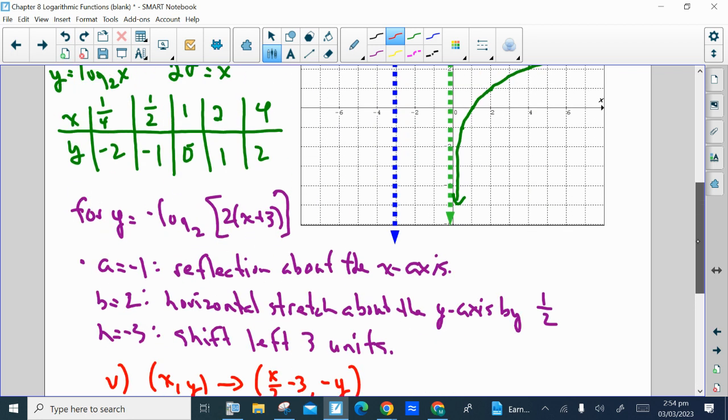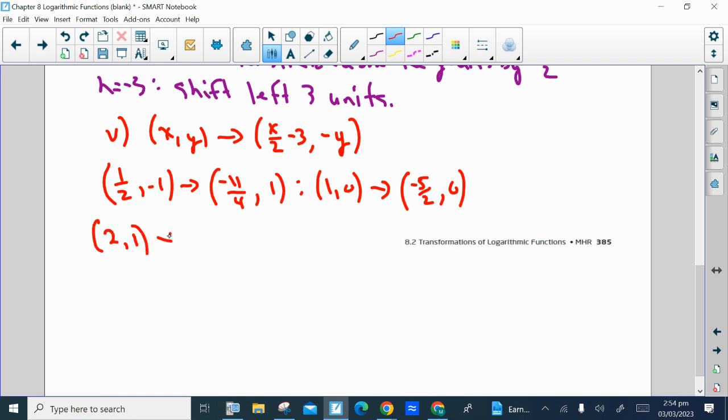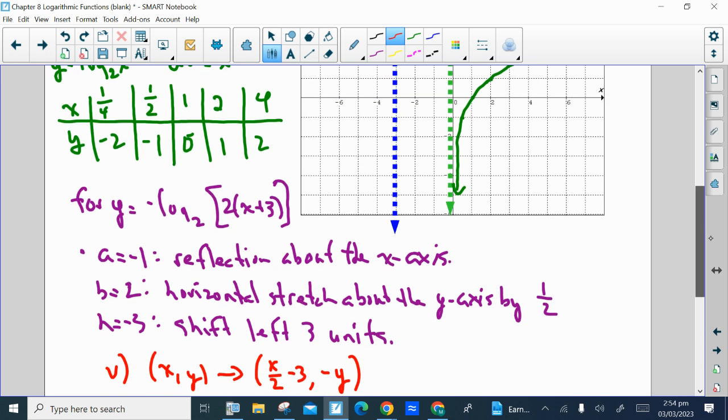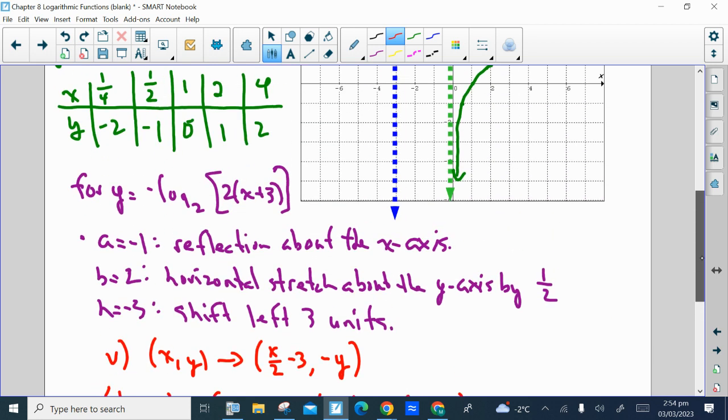The next point is the point 2 comma 1. Take half of x, half of 2 is 1, take away 3 is negative 2, and the y is multiplied by negative 1. Our last point is the point 4 comma 2. Take half of the x value, half of 4 is 2, subtract 3 would be negative 1, and the y value is multiplied by negative 1. Okay, so there's the points we'll put on our new graph.